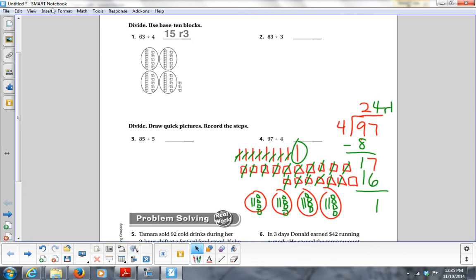Okay, now if you can go back and ignore Miss Fernley's mistake, this is recording the steps. So you will draw the pictures just like this and record the steps just like this. Any questions on that? You only have to do 1 for recording the steps.